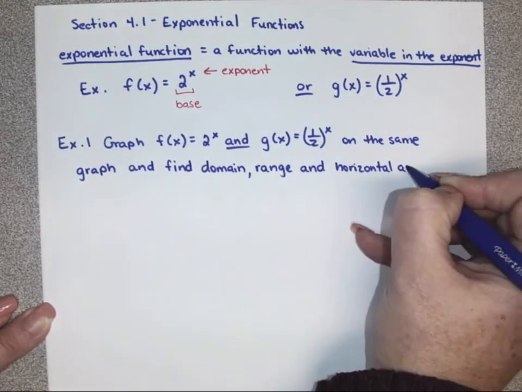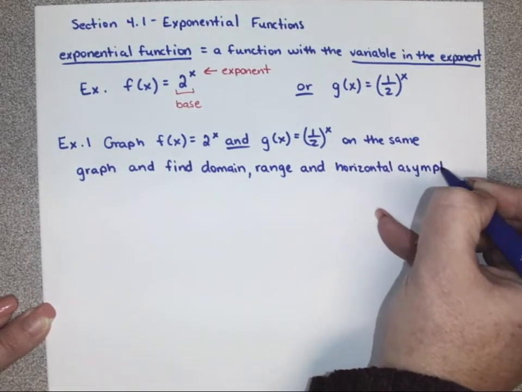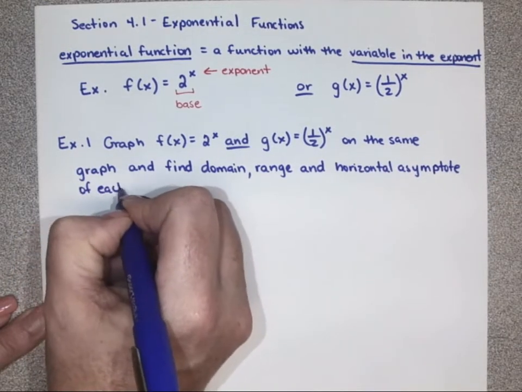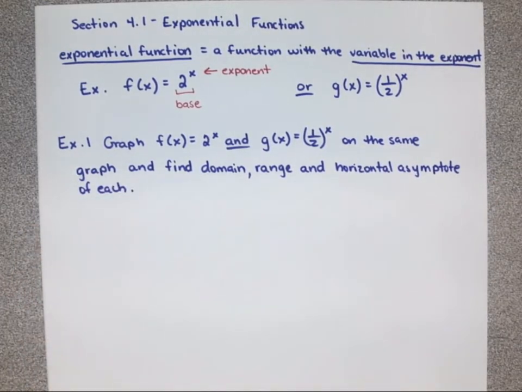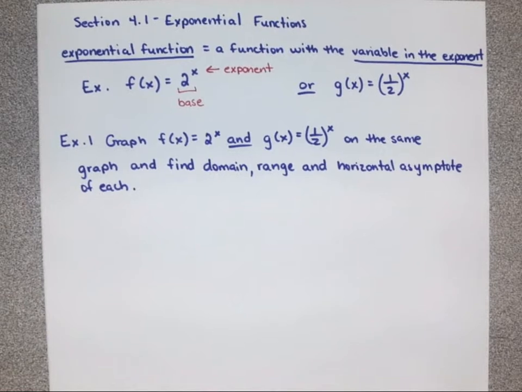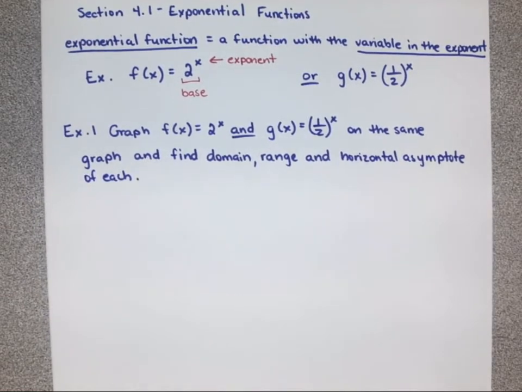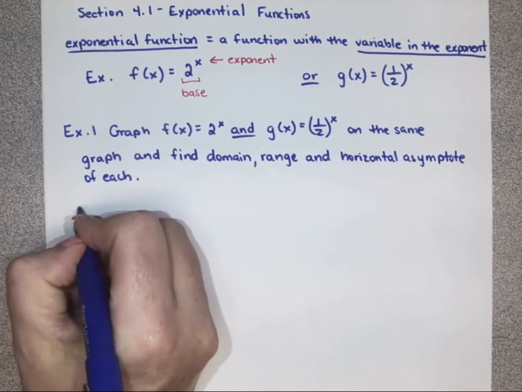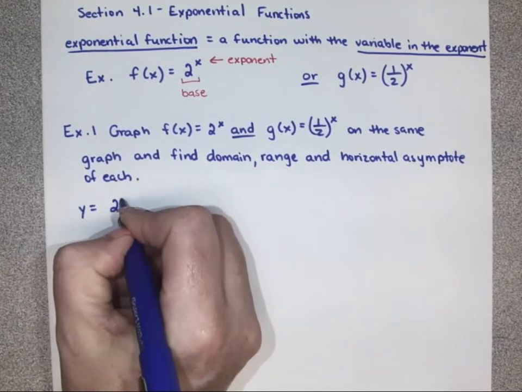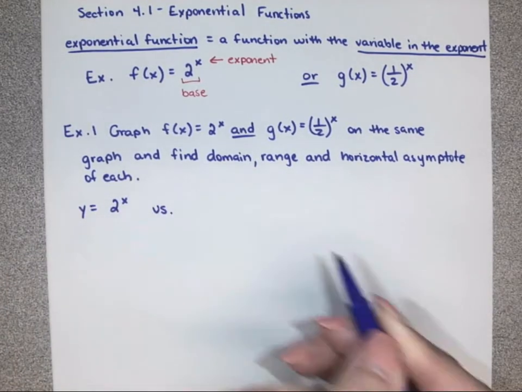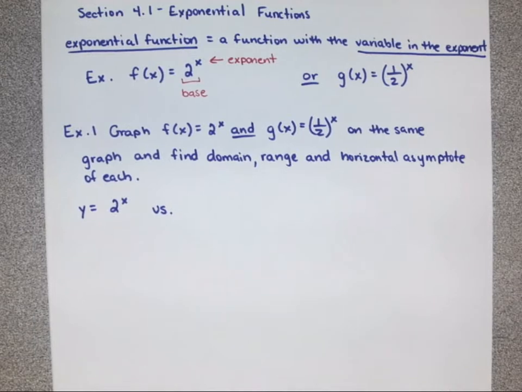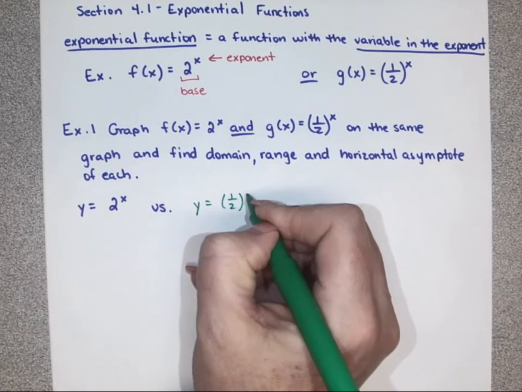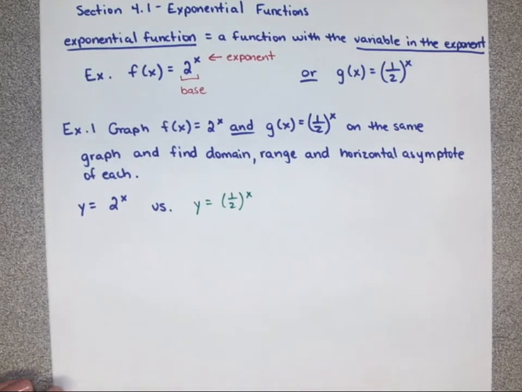Remember, an asymptote is a boundary line that the graph won't touch or cross. A horizontal asymptote is the boundary line as x goes to the far left or the far right. So let's just say that we don't really know what the graph of either one of these looks like, and we possibly don't. So we're going to compare 2 to the x to 1/2 to the x. And then we're going to graph both of them over here.